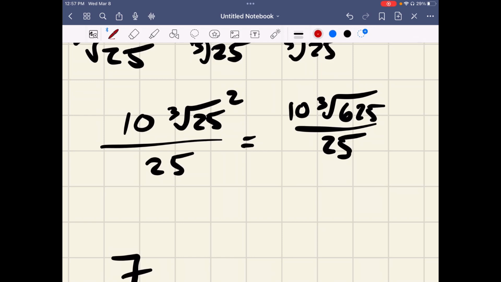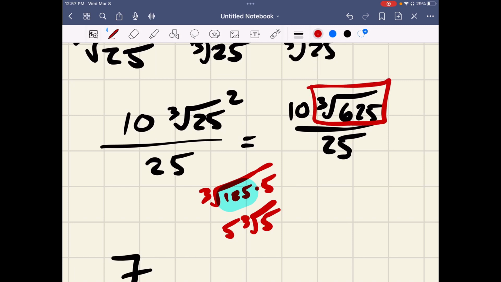So let's do a little side work here. I have the cube root of 625. I know 625 is not a perfect cube, but I know 125 times 5 is 625. And then if you'll notice, 125 is a perfect cube. Perfect cube of 125 is 5. So I have 5 times the cube root of 5. So that is what I'm going to replace this cube root of 625 with, is this 5 cube root of 5.